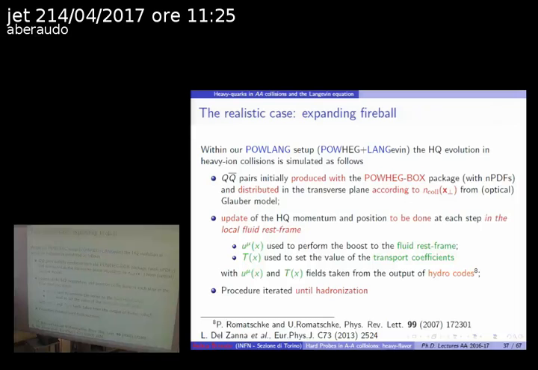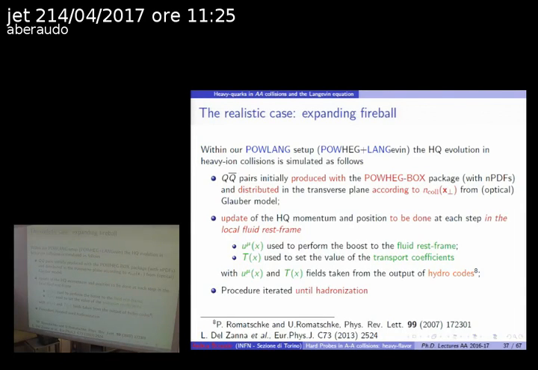Then you will distribute the quarks that you produce in the transverse plane according to the local density of binary collisions. Since this is a pQCD process, you expect that it scales with the local density of binary nucleon collisions, okay? And this is information you get from a Glauber model, either in an optical or Monte Carlo implementation.